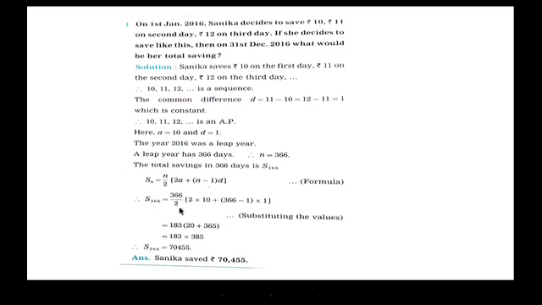So 366 divided by 2 is 183. 2 tens are 20. 366 minus 1 will give us 365. Multiplied by 1 is 365. So we have 183 multiplied by 385. That is 70,455. Okay, so Sanika saved rupees 70,455 up to 31st December.